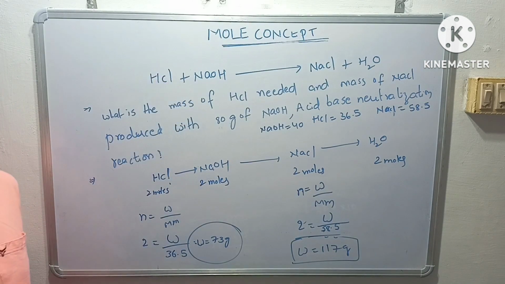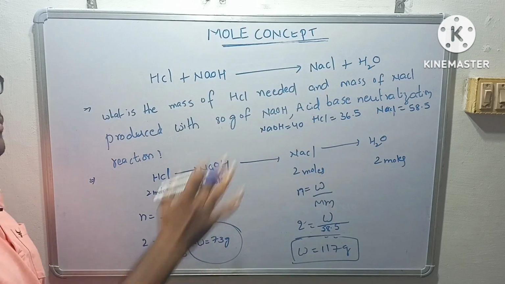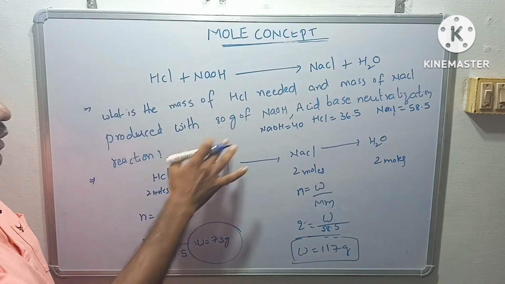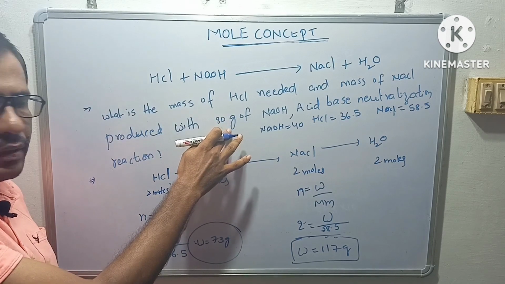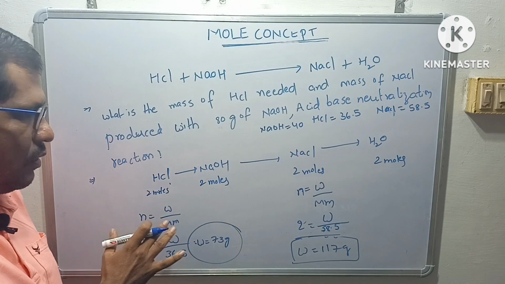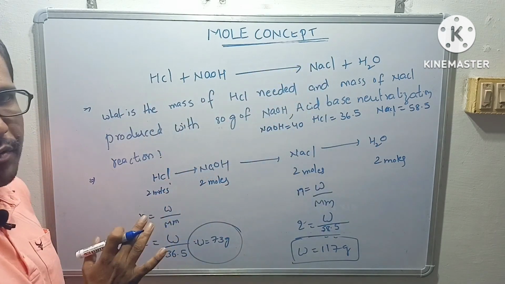First write the equation. First decode the equation. 1 mole of HCl reacts with 1 mole of NaOH and forms 1 mole of NaCl and water, right? After writing in the question, he has given the grams. These grams I converted into moles. For everything I got 2 moles. Finally, he asked what is the mass of the HCl and what is the mass of the NaCl.